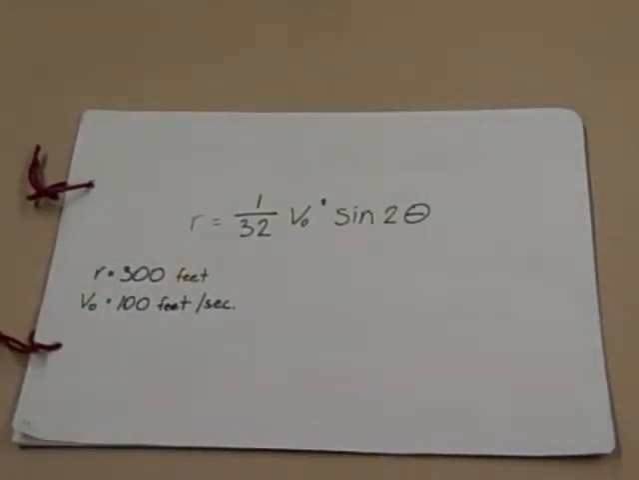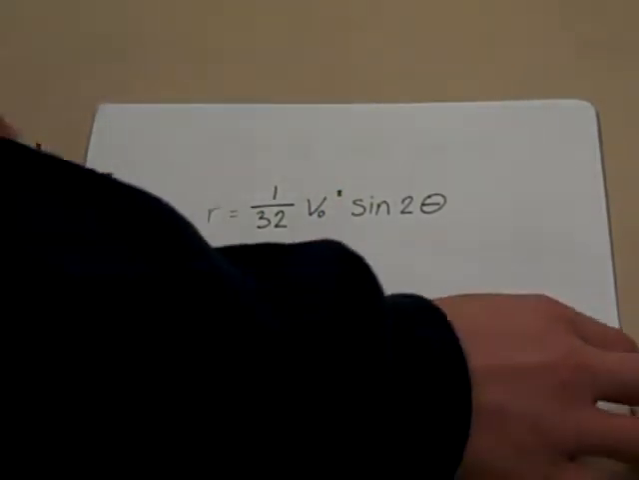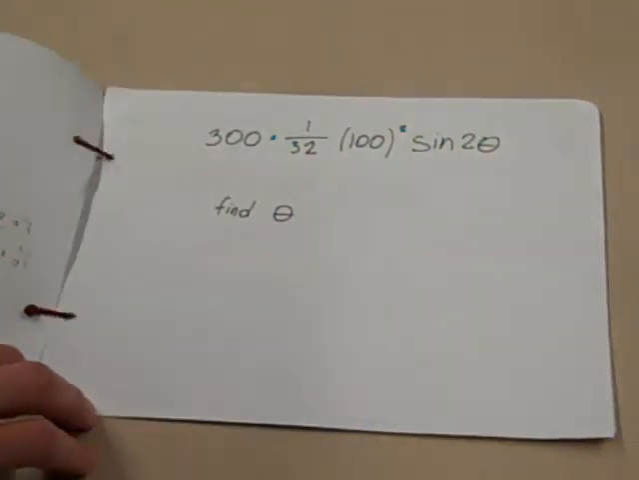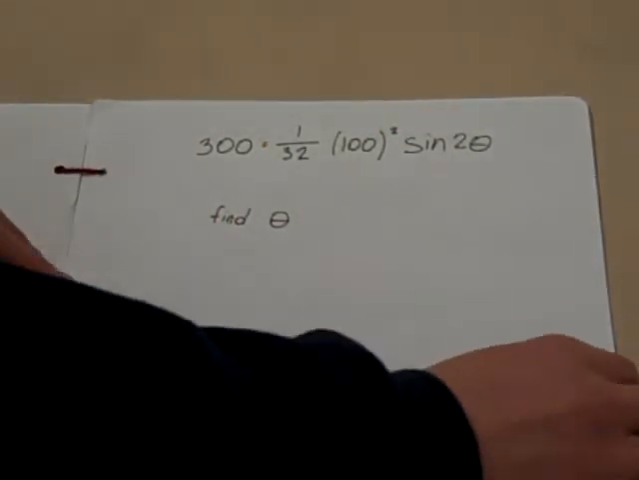Find theta if the range r of a projectile is given by r equals 1 over 32 v sub 0 squared times sine 2 theta. First, we know that r equals 300 feet and v sub 0 equals 100 feet per second. Substitute the variables in the equation with these known values so that it becomes 300 equals 1 over 32 times 100 squared times sine 2 theta.